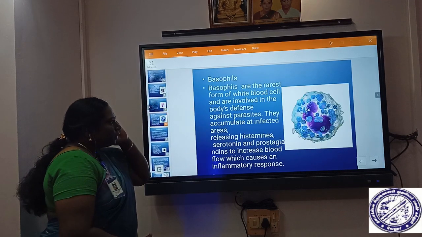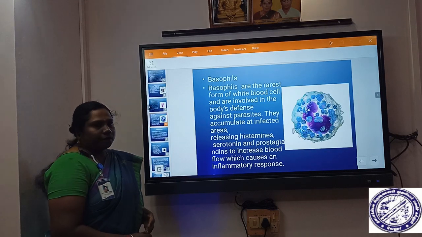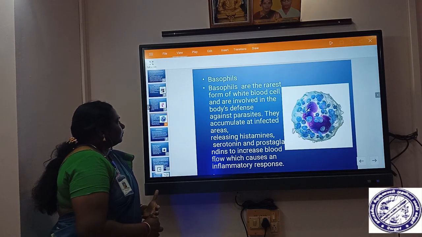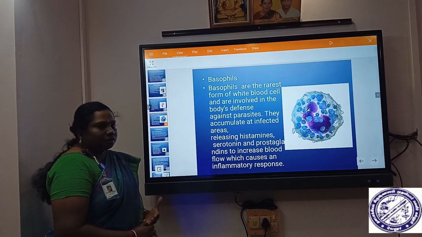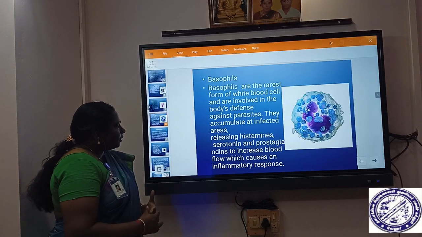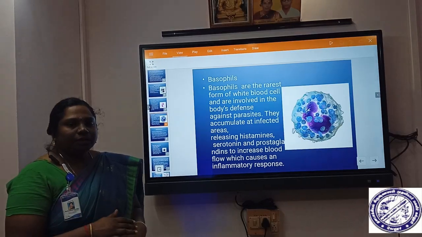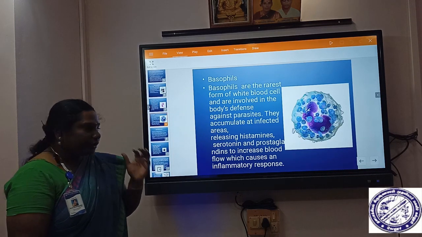Basophils are the rarest form of the white blood cells present in the human body. They are involved in defense mechanism. They release histamines and serotonin and prostaglandins in the body defense mechanism, and they increase the blood flow to the area where the cells are damaged, which is a type of immune response.